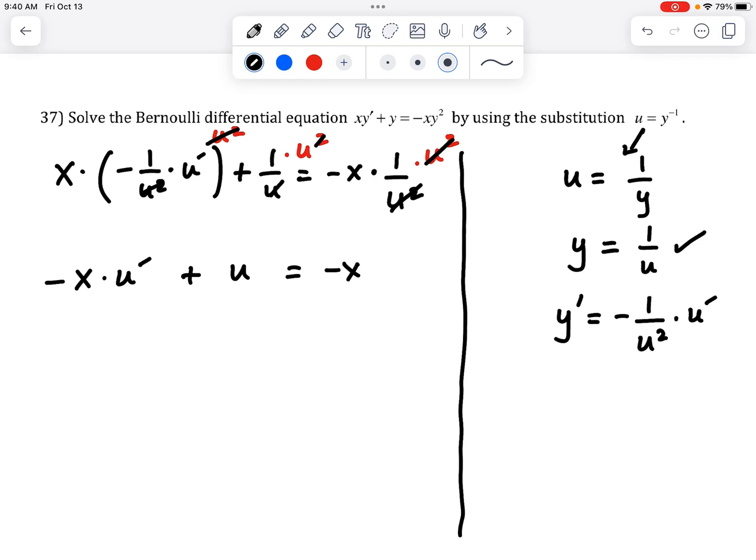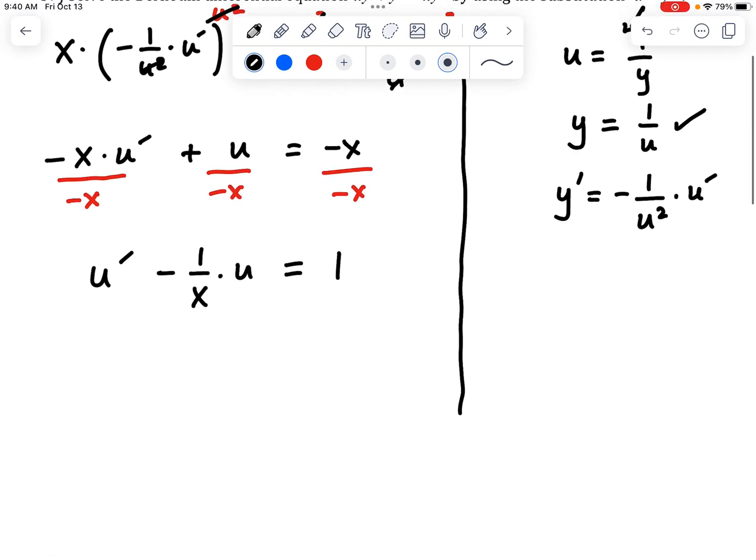And now, after we've done that algebra, this one is set up so that we can use an integrating factor. In order to do that, it has to start with just the u prime. So divide by negative x, divide by negative x, and divide by negative x. So now it's just u prime, and then in the middle, I'm going to rewrite it as negative 1 over x times u, and then it equals just a 1.